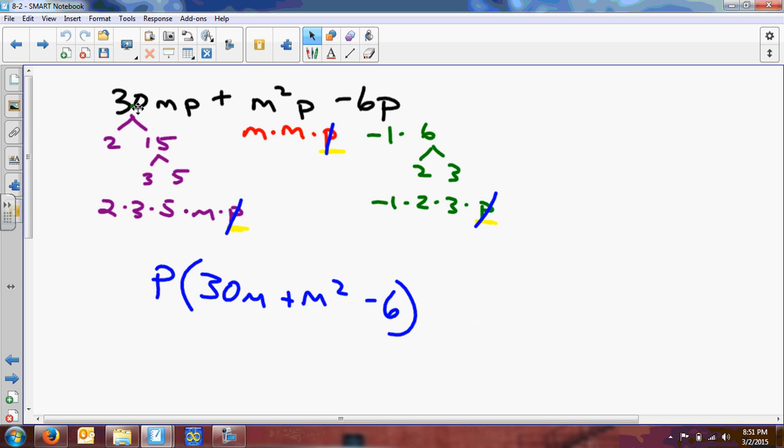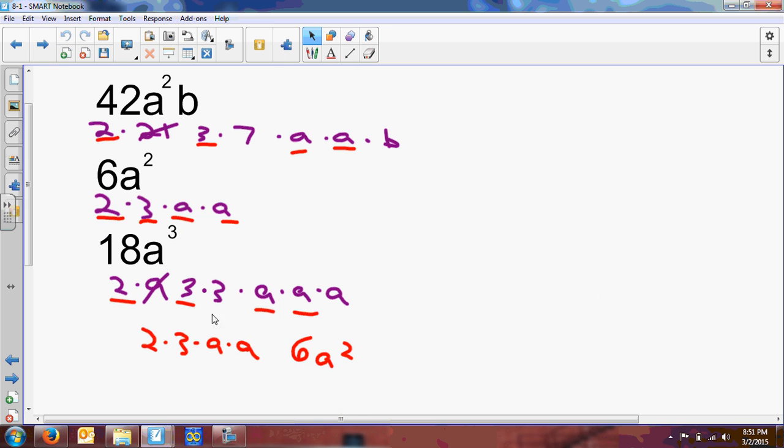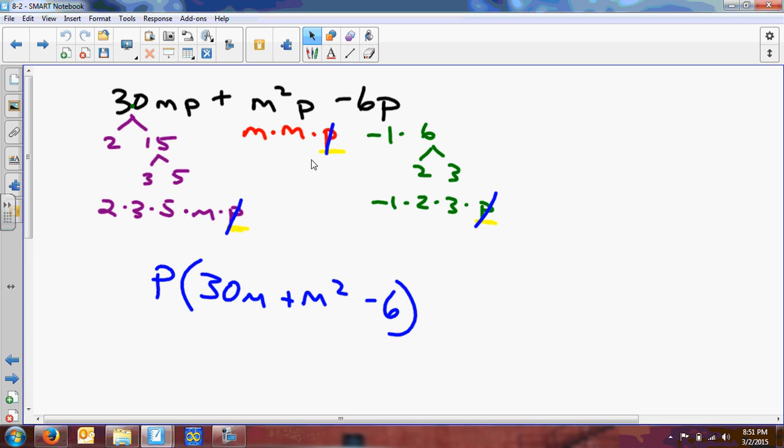Okay, so on this one, 30mp plus m squared p minus 6p. Now, a greatest common factor, like we learned, has got to appear in all three of them for it to be a greatest common factor. So, same thing here. We factor it all out. 2 times 3 times 5 times m times p, m times p. Remember, negative numbers are -1 times that. So -1, 2, and 3, and p. The only thing they have in common is this little p here at the end. So that's all we're going to pull out.